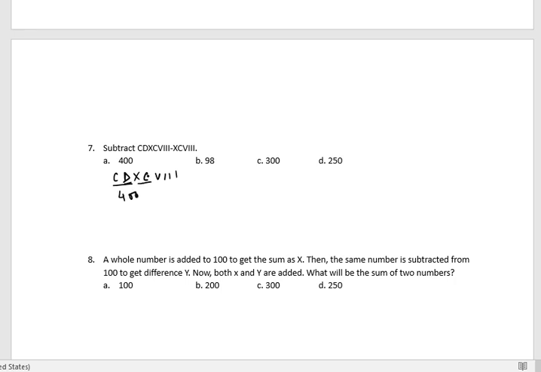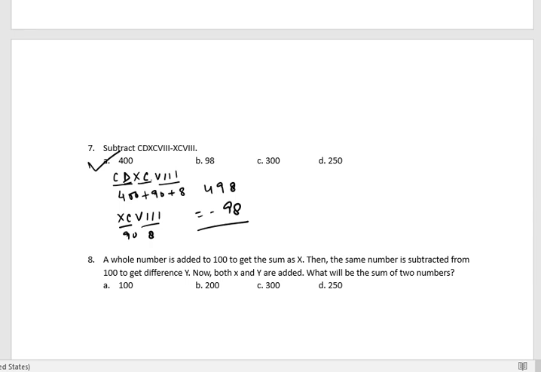Now if we talk about this, C is what? 100, plus X is before, so it will be 90. And we know that this is 8. So the first number is 498. And if we talk about the second number, it is XC, VIII. So this is what? Just now we have done 90. And this is 8. So it is 98. So when we subtract these two numbers, we are getting the answer as 400. I hope it is clear.